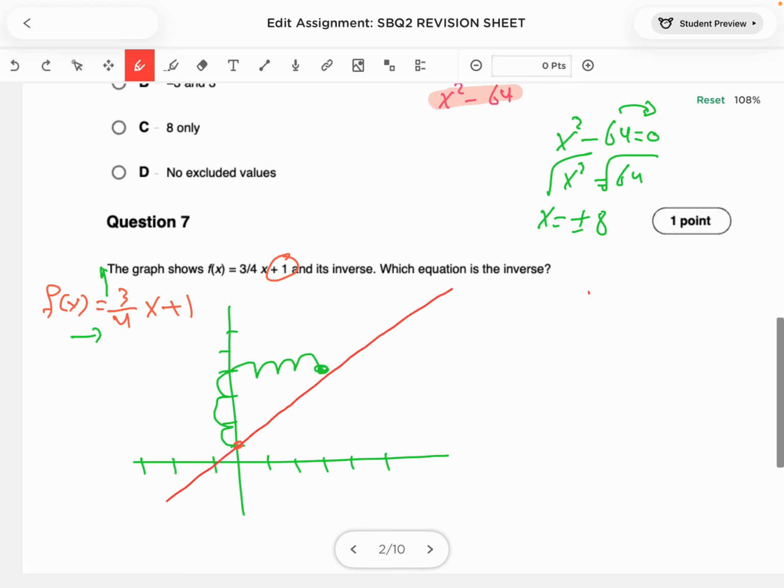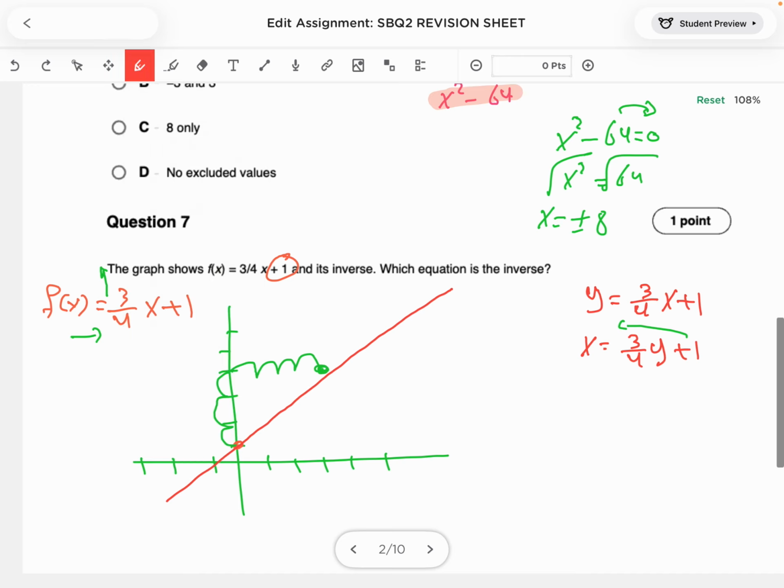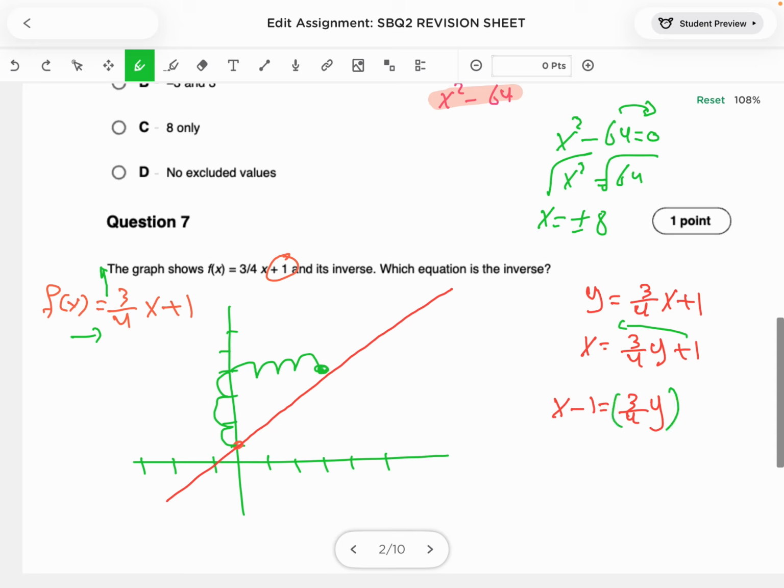To find the inverse, we put y instead of x. y equals 3 over 4 x plus 1, we interchange: x equals 3 over 4 y plus 1. I need y to be alone, so I will move 1 to the other side. So x minus 1 will be 3 over 4 y. I need y to be alone, so I will multiply by the reciprocal, 4 over 3.